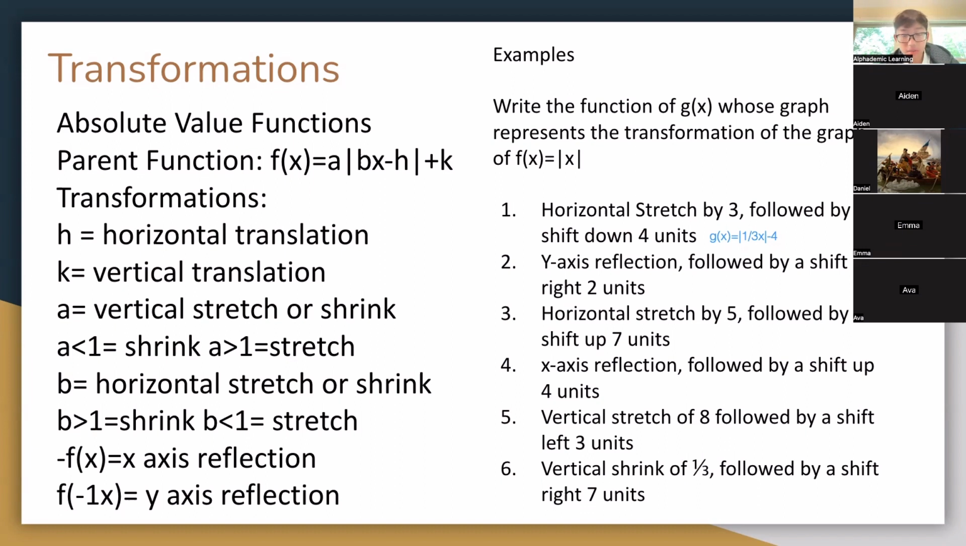All right. So someone asked how you would write the shift right 2 units. Just remember, h is regarding the horizontal translation of the graph. So if you were to write shift right 2 units, h would equal 2. So it would be g of x is equal to, it would be x minus 2.